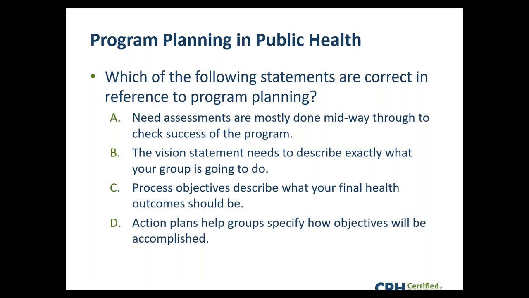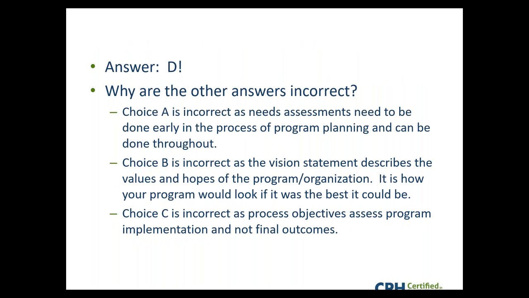Okay, next slide. Well, if you pick D, you were correct. As we go through the webinar, we'll also provide reasons to you why the other answers are incorrect. For example, choice A is incorrect, as needs assessments need to be done early in the process of program planning, and they can be done throughout. Choice B was not correct, as the vision statement describes the values and hopes of a program or organization. It is how your program would look if it was like the best it could be. And choice C is not correct, as process objectives are not about final outcomes, but they assess program implementation.